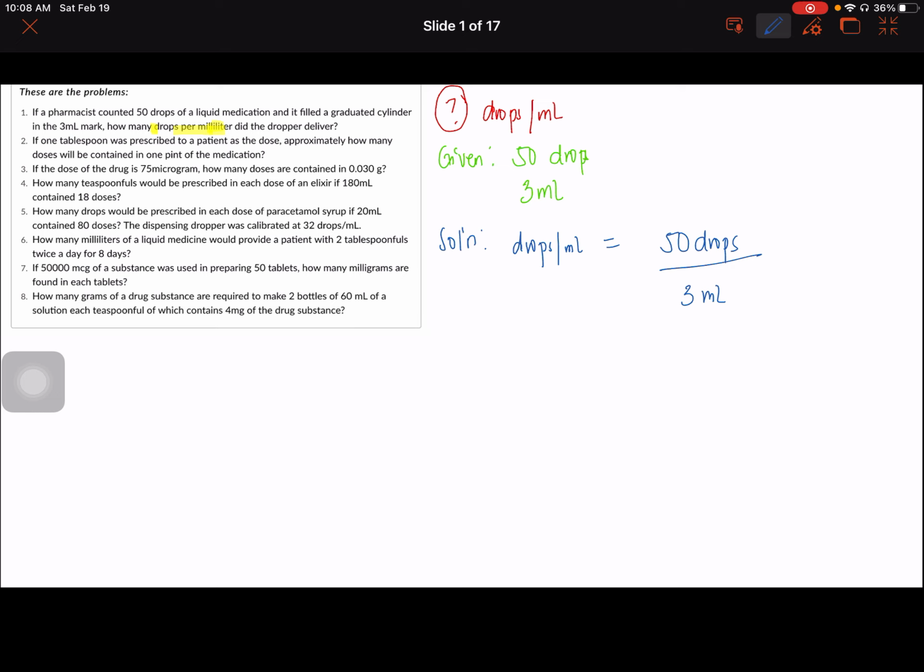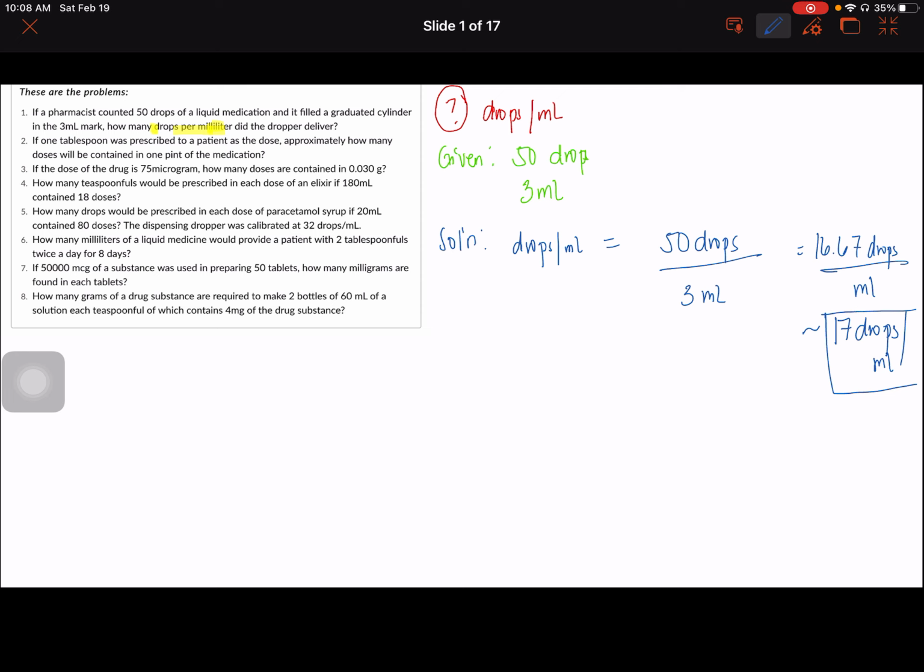And 50 drops per 3 ml is equal to 16.67 drops per ml. Although it's quite impossible for us to measure a drop in decimal, so what we can do here is have an approximation of 17 drops per ml.